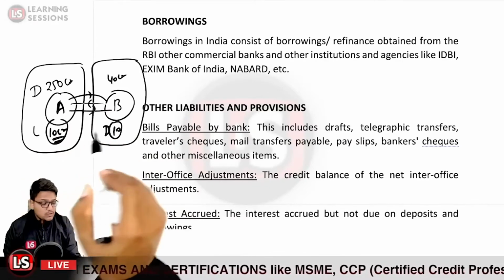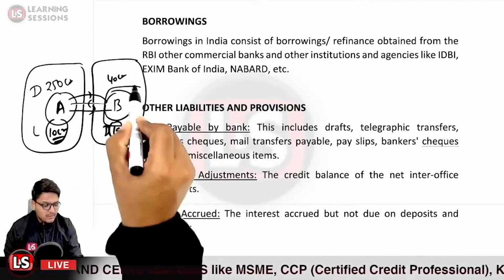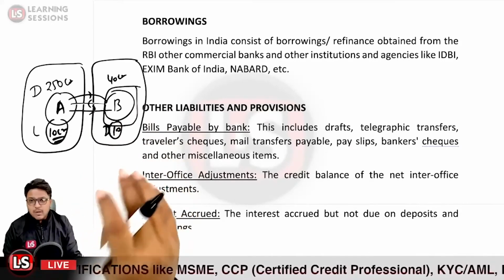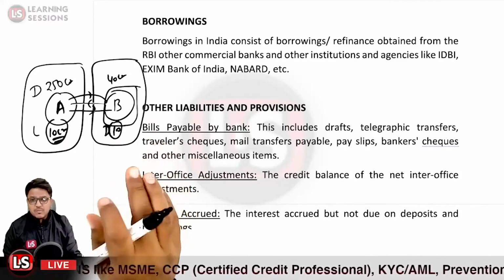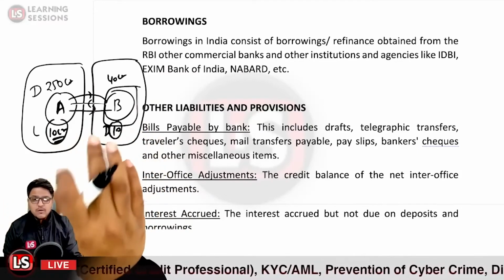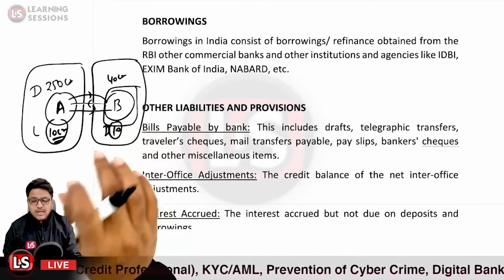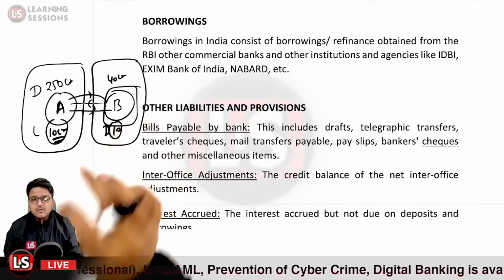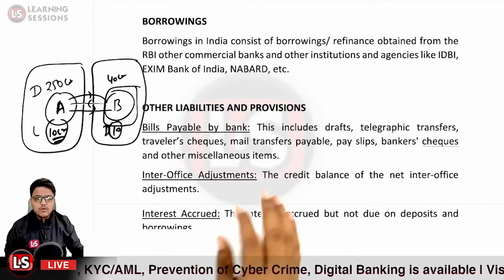In the books of branch B, it will be a liability. Whatever the net amount is to be paid by branch B to branch A, because it has taken the 30 crore of deposits from branch A, that would be a liability for branch B. Is that clear? That is related to inter-office adjustments.